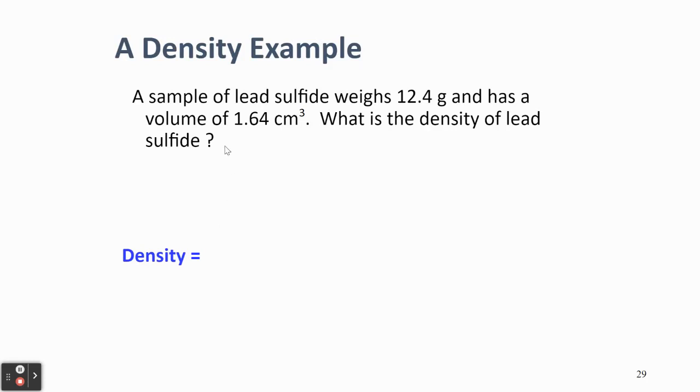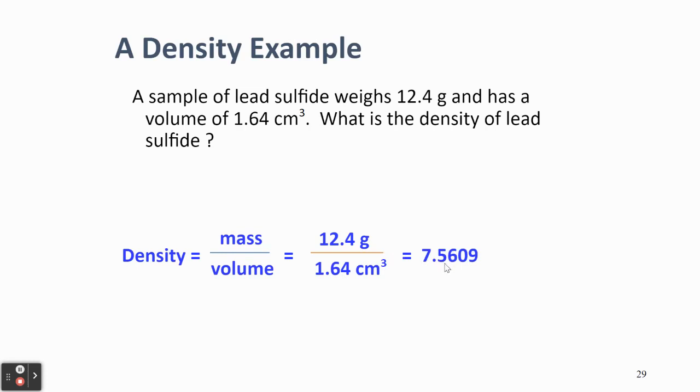Okay, so if we look at a problem, it says a sample of lead sulfide weighs 12.4 grams and has a volume of 1.64 cubic centimeters. What's the density for lead sulfide? So density equals mass divided by volume. So we would plug in 12.4 grams for our mass, 1.64 cubic centimeters for our volume, use our calculator, and we get 7.5609 for our answer. We would round that to 7.56 grams per cubic centimeter.